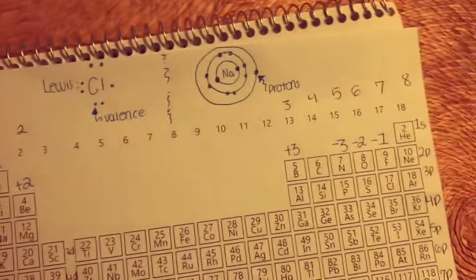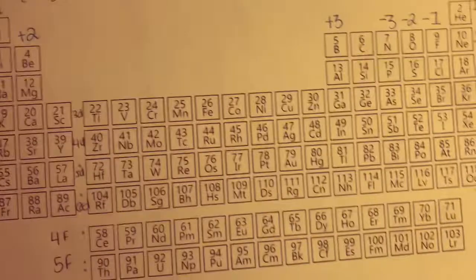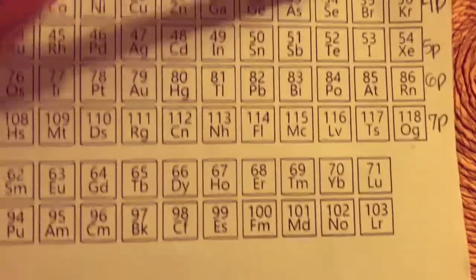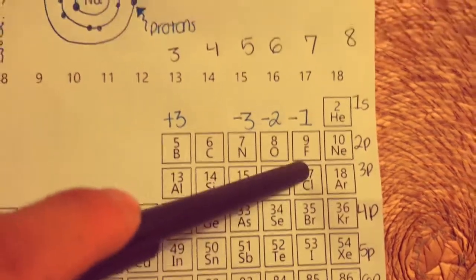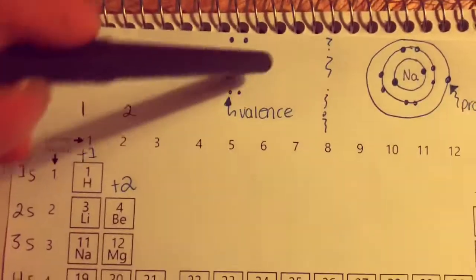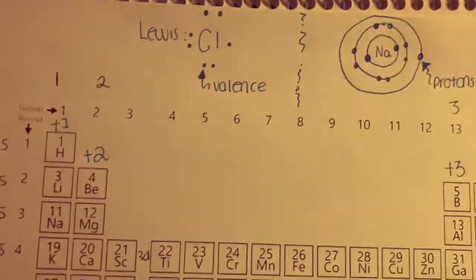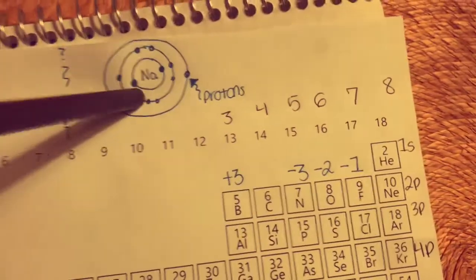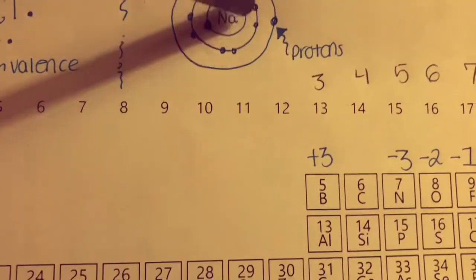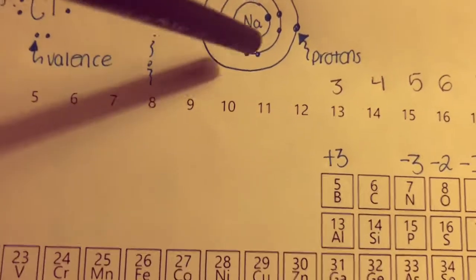So you're going to use these group numbers to find how many dots you're going to have right here. For chlorine, as depicted here, you have 7 valence electrons. So you write 1, 2, 3, 4, 5, 6, 7. Now here, for sodium, you're going to use the protons of whatever element you're dealing with. Here we're dealing with sodium, and it has 11. So we write 1, 2, 3, 4, 5, 6, 7, 8, 9, 10, 11.